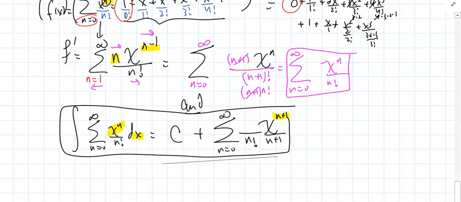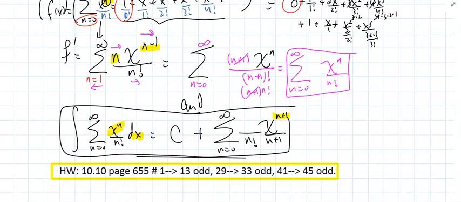I'm going to fill in the homework, and there's your homework, and that would be 1010, page 655. You're going to do numbers 1 through 13 odd, 29 through 33 odd, 41 through 45.